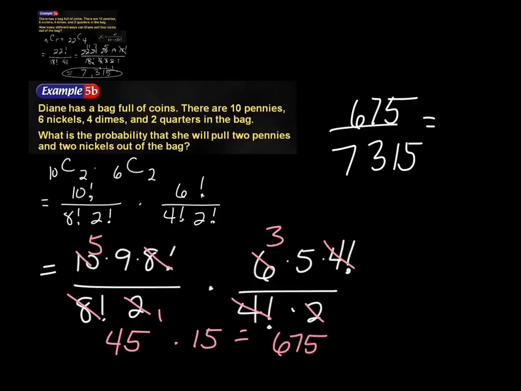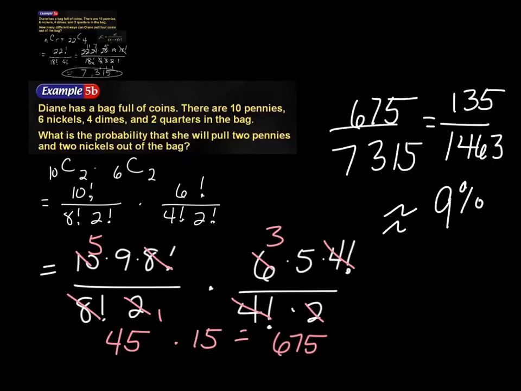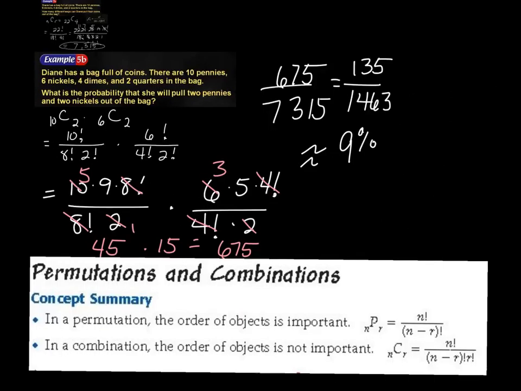Well, they both end in 5, so at least we can divide by that much. So we reduce and we get 135 out of 1,463. It'd be nicer to put that as a decimal, and when we do, we get about 9%. That's a little bit more understandable. In a permutation, the order of the objects is important, and we have a formula for that. In a combination, the order of objects is not important, and we have a formula for that.